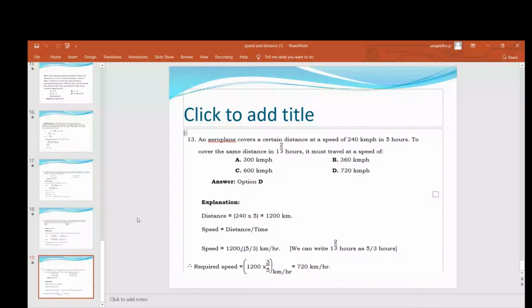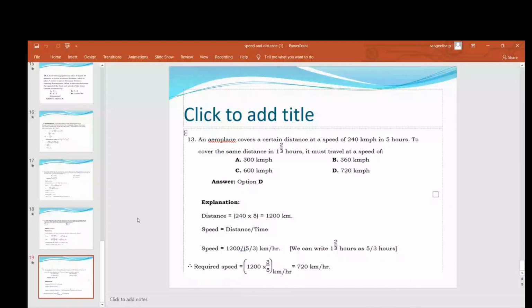To cover the same distance in 1 2/3 hours, it must travel at what speed? The time is different, so the speed is also different, right? So we have to calculate. They have given 4 options. Option A, 300 km per hour. Option B, 360 km per hour. Option C, 600 km per hour. And option D, 720 km per hour. The correct option is 720 km per hour, option D.